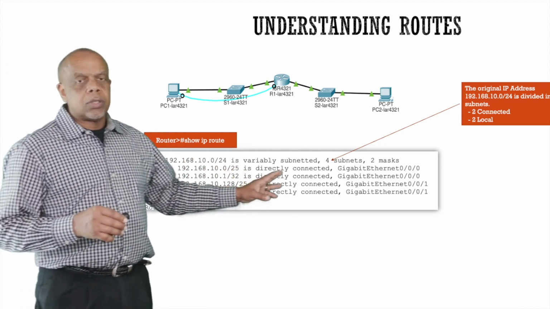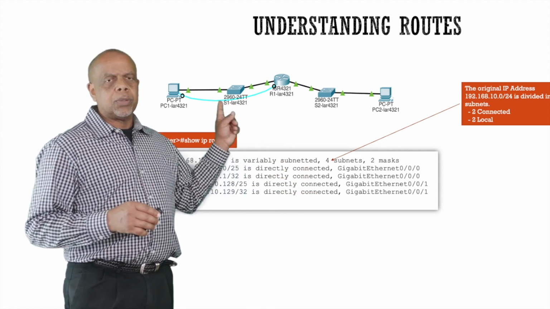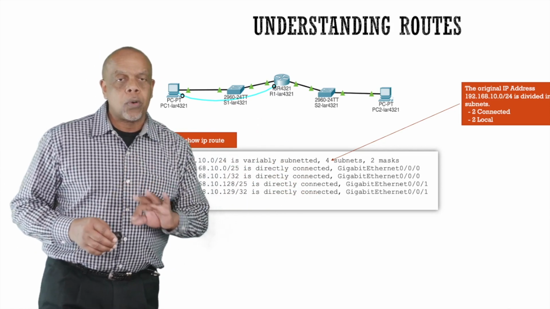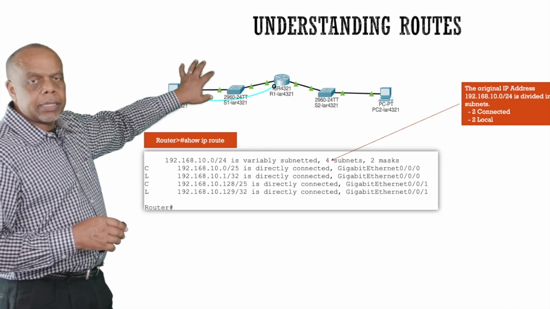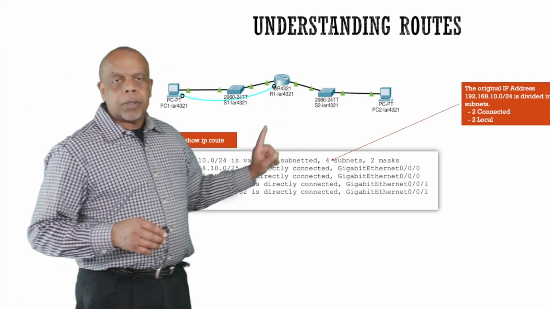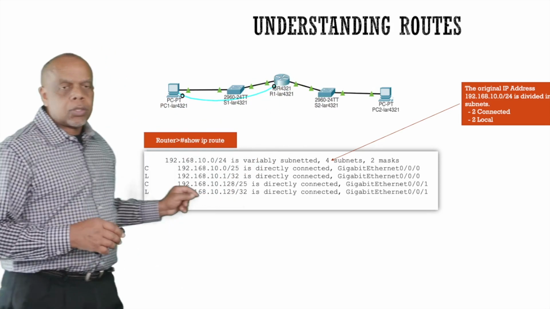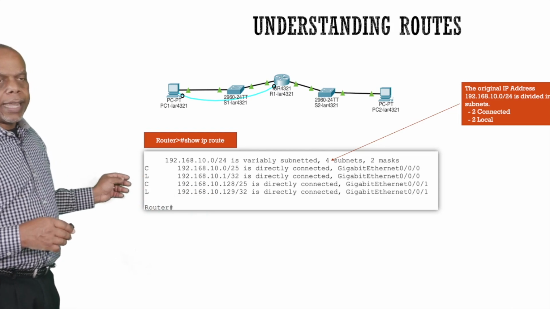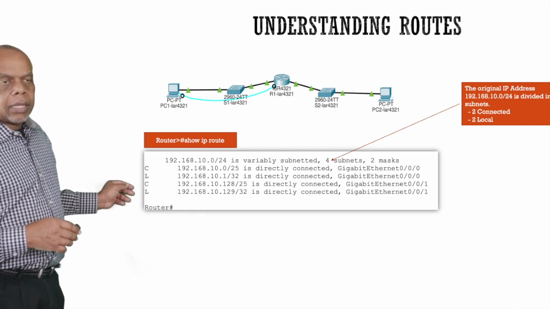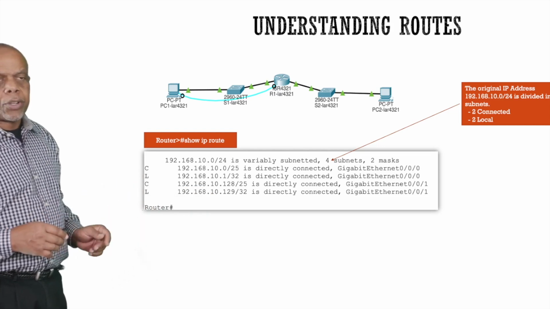Well, we see on this top line, it's telling us that the original IP address that it's using is 192.168.10.0/24. It's also letting us know that there are 4 subnets. You're going, 4 subnets? No, you said there were 2 subnets. No, there are actually 4 subnets. Here are the 2 connected subnets, here and here, but there are actually local subnets on the interfaces of that router. So that's what the L and the C are telling us right here. C is a connected subnet. L is the local.